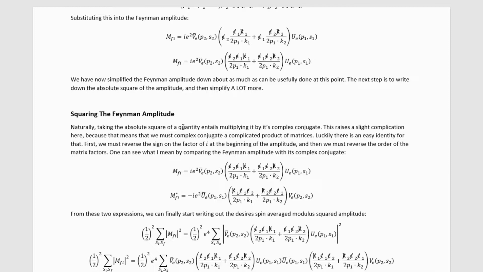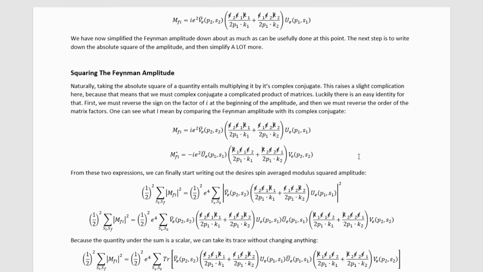Naturally, taking the absolute square of a quantity entails multiplying it by its complex conjugate. This raises a slight complication here, because that means that we must complex conjugate a complicated product of matrices. Luckily, there is an easy identity for that. First, we must reverse the sign of the factor of i at the beginning of the amplitude, and then we must reverse the order of the matrix factors. One can see what I mean by comparing the Feynman amplitude to its complex conjugate. That simple identity takes this to that.